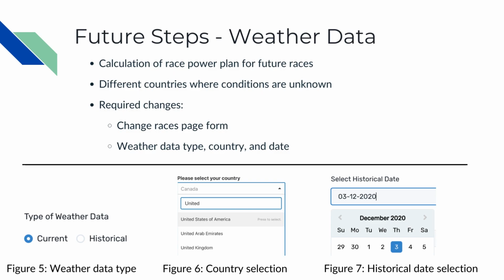To add this functionality, we would add additional components to the forms on the race page that allow users to choose if they want to use historical weather data for their calculations. They can then select the country, date, and time of the weather. We will then request that data from the Weather API and use it in our calculations. This would only require some extra fields to be sent in the request. Examples of how the front-end forms would be added can be seen in figures 1, 2, and 3 at the bottom of the slide.